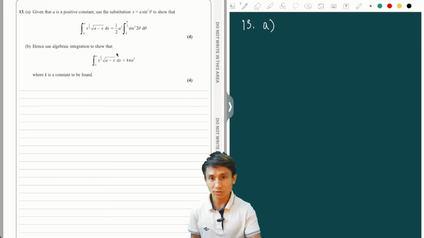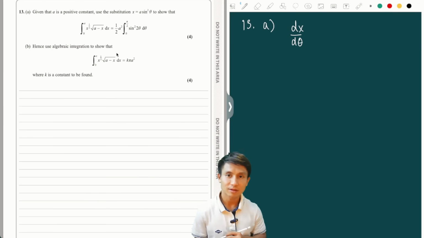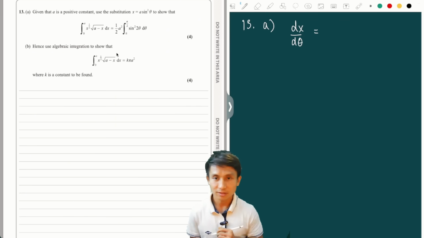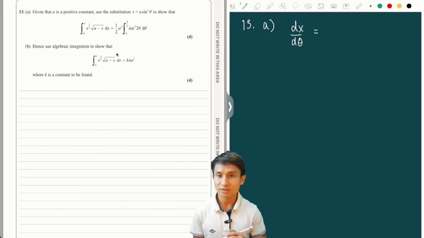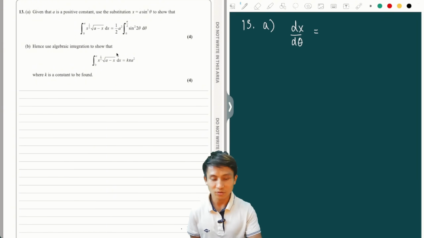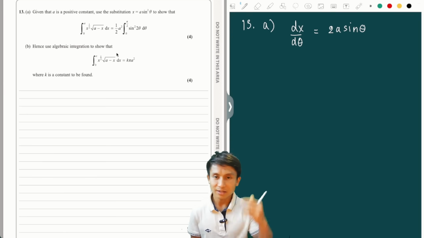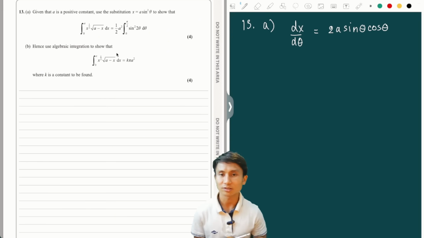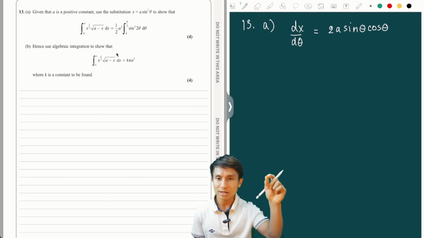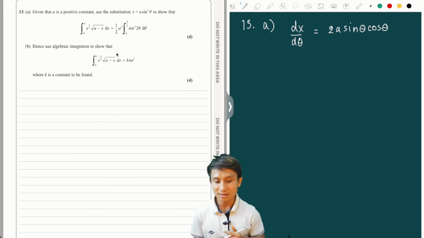Okay, so dx by d theta equals, we are just going to differentiate that first. a is a constant, so that's fine. So differentiating sine squared, I get 2a sine theta. And then chain rule for the sine again, you differentiate sine, you get a cos, right? So you bring the power down, power minus 1, and then you chain rule the sine theta again. You get a cos theta.